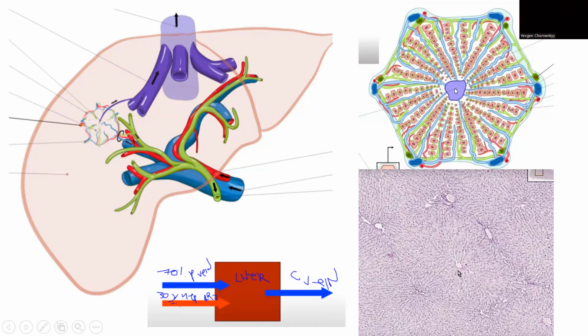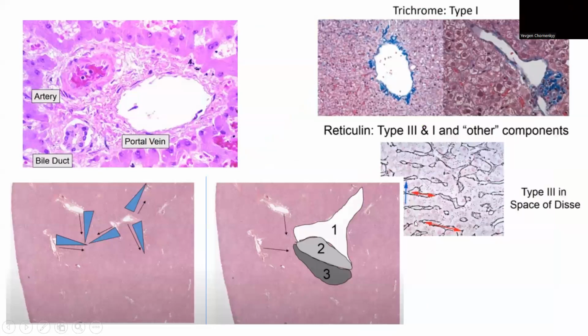Bile, on the other hand, goes the other way. It starts getting synthesized here, and it leaves through here. So there are opposite flows. On histology, that's what the hexagon looks like. Each portal tract is composed of at least one artery, a bile duct, and a portal vein. So this is what it should look like.